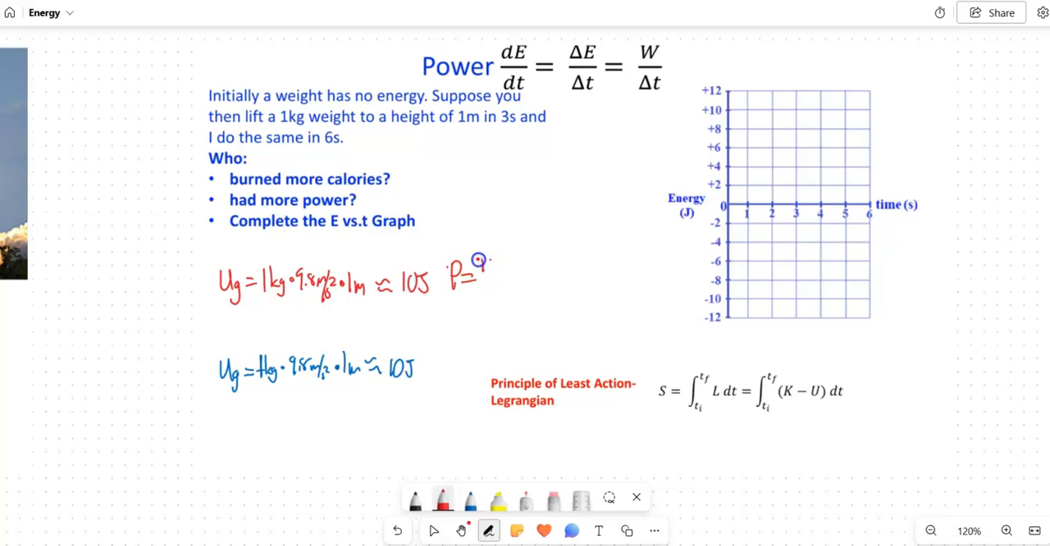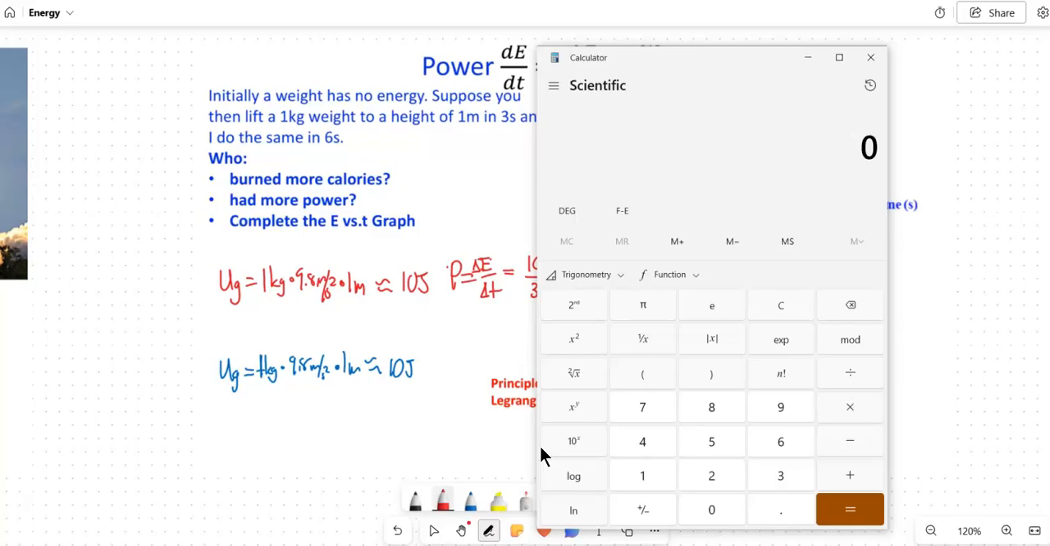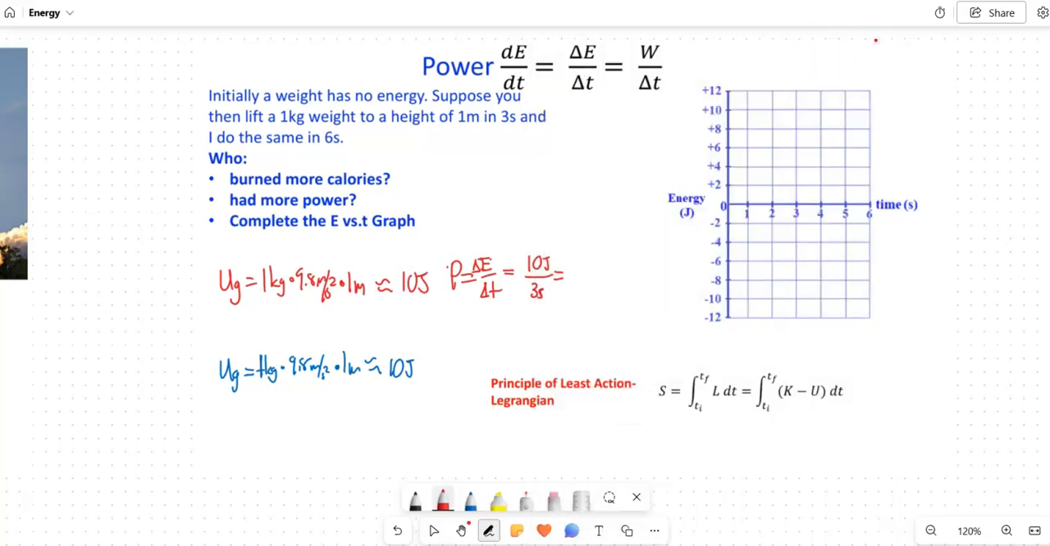And this is going to be your energy over time, your change in energy over change in time. So from 0 to 10 joules, you are doing 10 joules over the period of 3 seconds. So that is your power, which is roughly 10 divided by 3, 3.333. So your power output is going to be 3.33 watts.